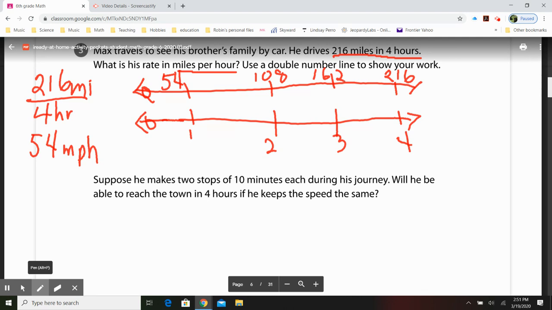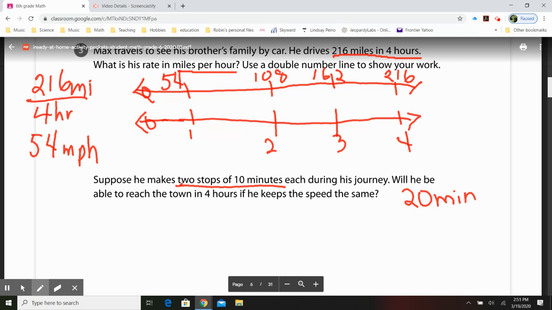Now the last question says, suppose he makes 2 stops of 10 minutes each during his journey. Will he be able to reach the town in 4 hours if he keeps the same speed? Okay, so he's making a 20-minute stop where he's not driving total. It takes him 4 hours, going 54 miles per hour to get the 216 miles.